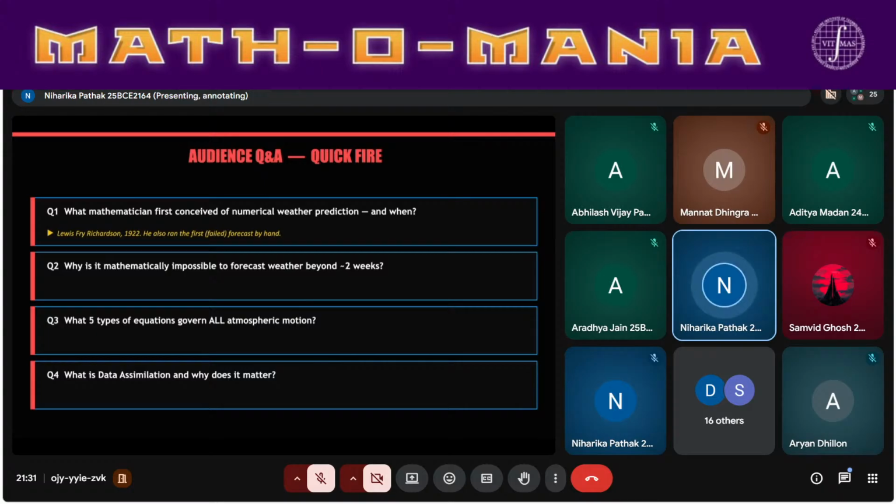Okay. So the actual answer, as we discussed previously, was Lewis Fry Richardson in 1922. He also ran the first forecast by hand. It was a failure, but it was the first. Now the second question: why is it mathematically impossible to forecast weather beyond, let's say, 2 weeks? Does anybody know the answer to this?